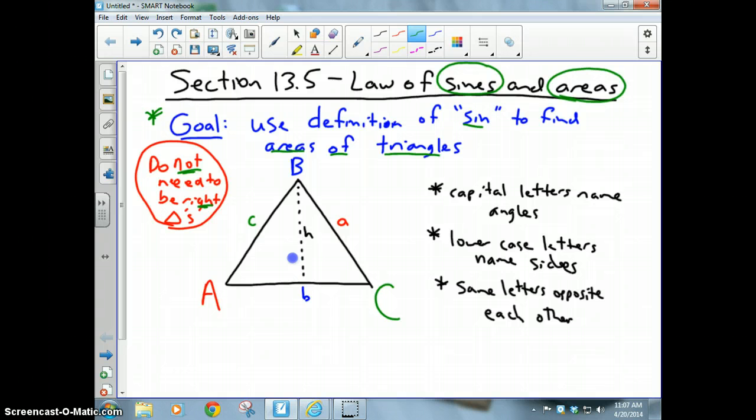First of all, here are your rules. Number one, capital letters name the angles. Second rule, lowercase letters name the sides. And most importantly, the same letters are opposite each other. So you notice in red I have capital A and lowercase little a. I have capital B and lowercase little b. And I have capital C and lowercase c, which are opposite each other in that triangle with a height of h. That's the way the triangles are going to be used throughout this video and in these two sections.